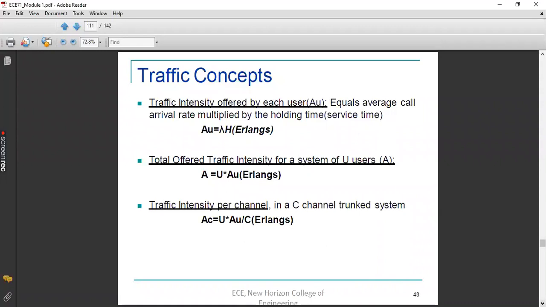In that case, to find AU, you need to multiply lambda with H. You know what lambda is? Lambda is the request rate or call arrival rate. What do you mean by call arrival rate?